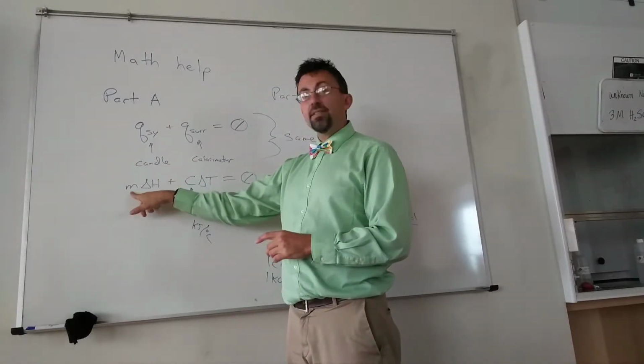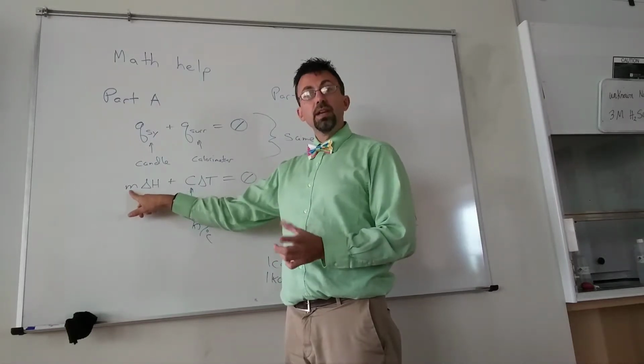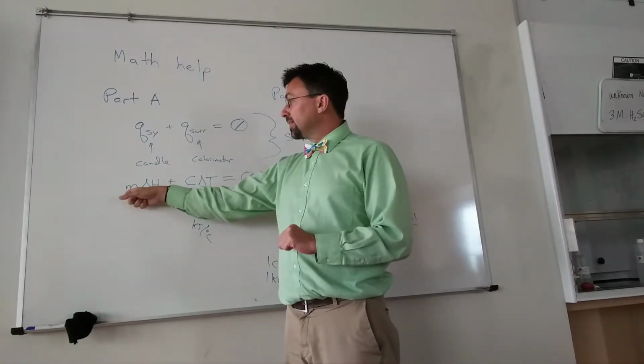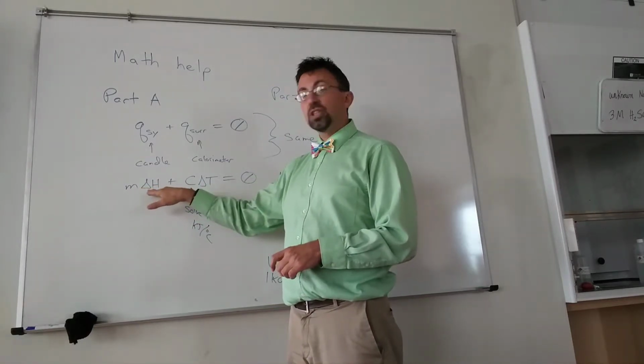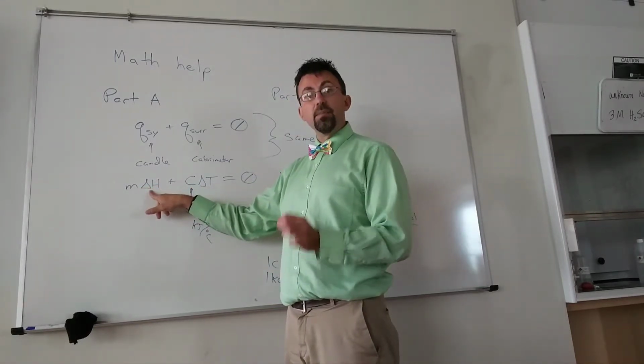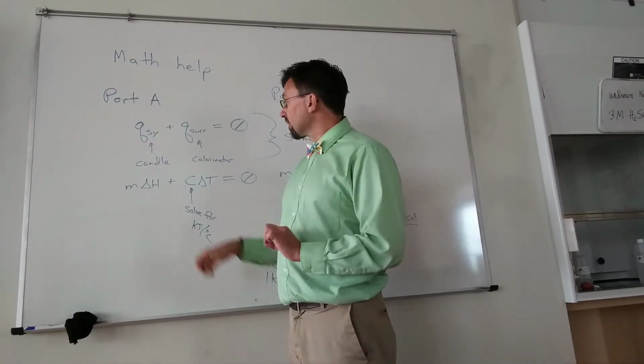So it's a little bit different than what I have in class where I always have n here and it's moles. This is a little bit different, but it's amount. It's still amount times the delta H. So it's going to be m, the mass, times your change in heat. That's given to you in the lab, underlined, 43.3.